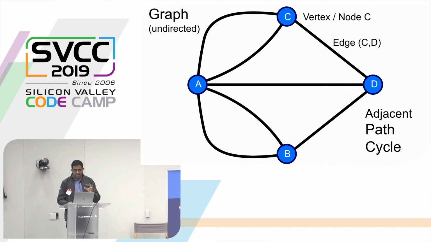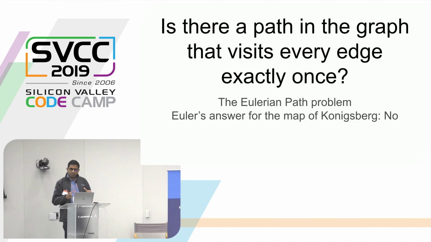So effectively, modeling the map of Königsberg as a simple graph like this, the problem that Euler had to solve was: is there a path in the graph that visits every edge exactly once, without missing out on any edge, and without repeating the same edge more than once? And this is the well-known Eulerian path problem.